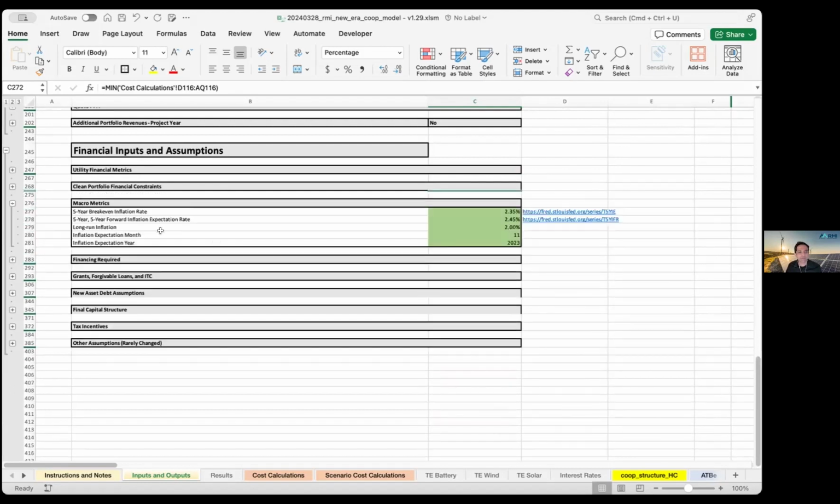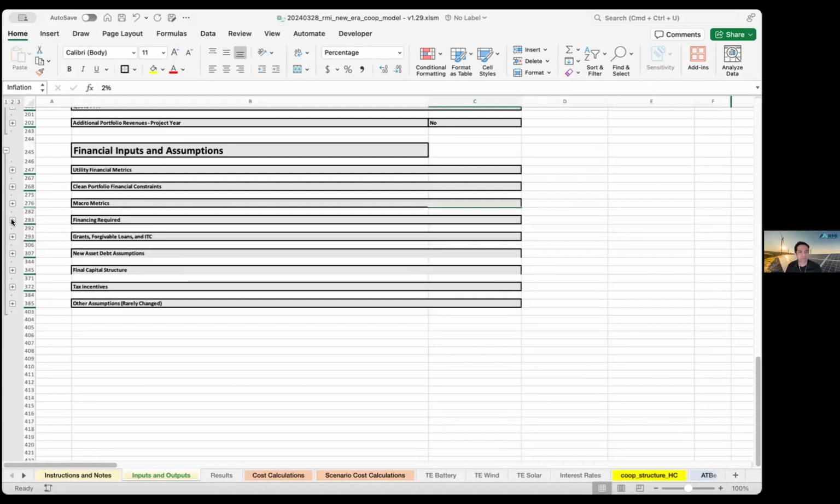Next, you have the option to set some macroeconomic parameters. Here, as I've mentioned, we project forward-looking inflation based on a break-even inflation rate and a 5-year forward expected inflation rate. We set these sometime late last year based on the St. Louis Federal Reserve's data from November of last year. These data points can be manually updated if you so desire. But generally speaking, we recommend you leave those macro metrics unchanged. You can similarly set a different value for long-run inflation as well, if you so desire.